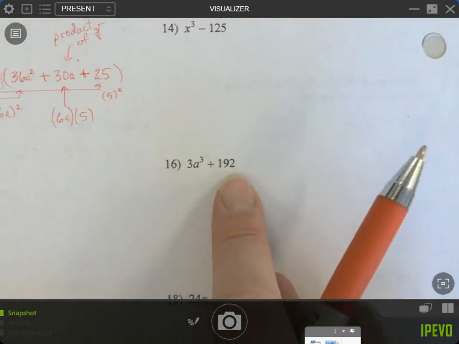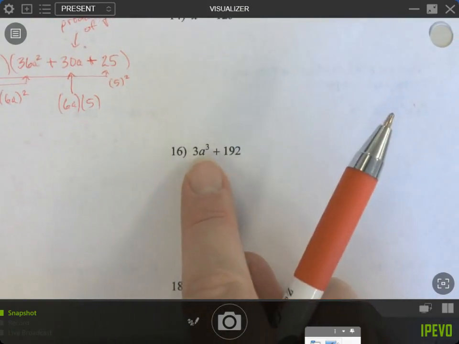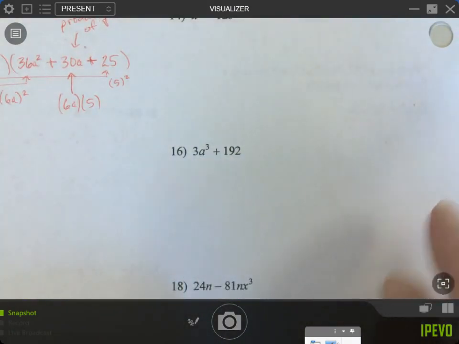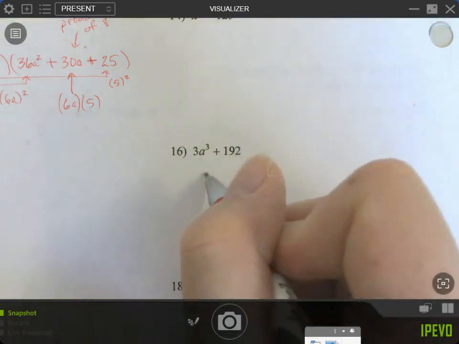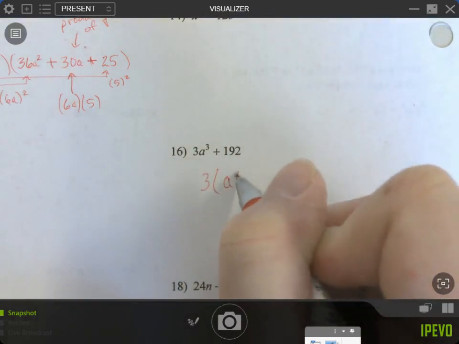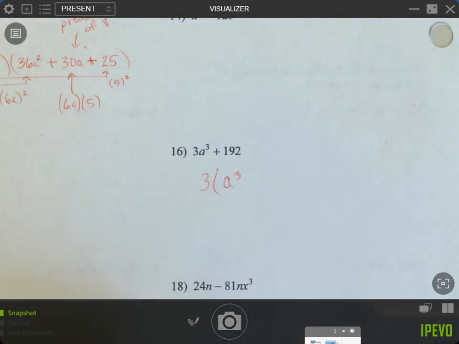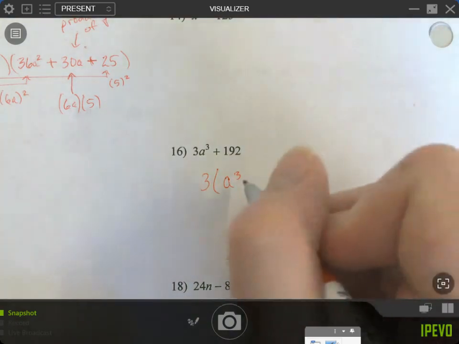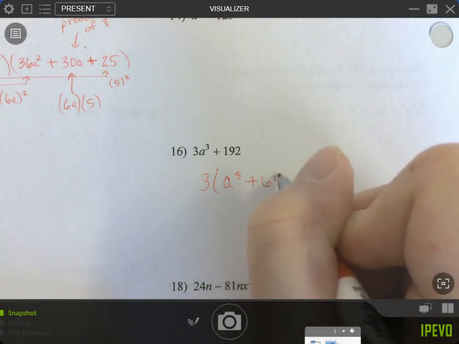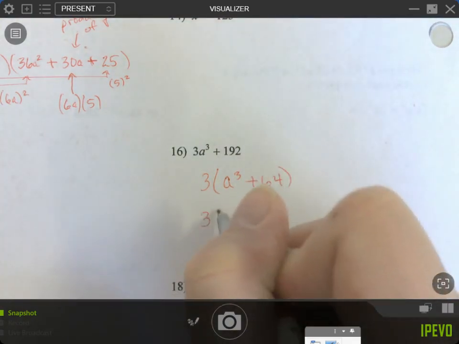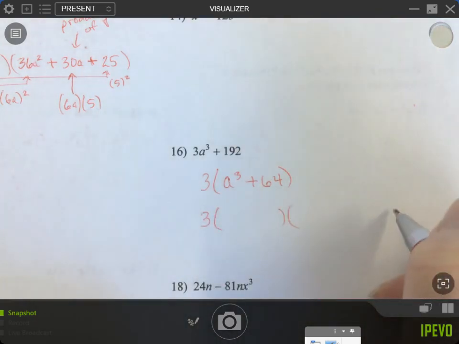192 is not a cubic number. 3 is not a cubic number, but that a to the third sort of sets it off. But I'm going to take out the GCF of 3. And so I'm left with a to the third. And let me double check my numbers here. And that would be plus 64. All right, so I keep my 3, and then I'm going to jump right into my SOAP.